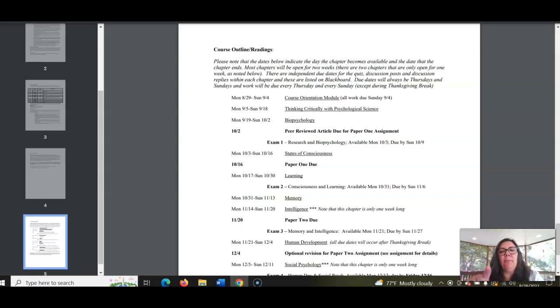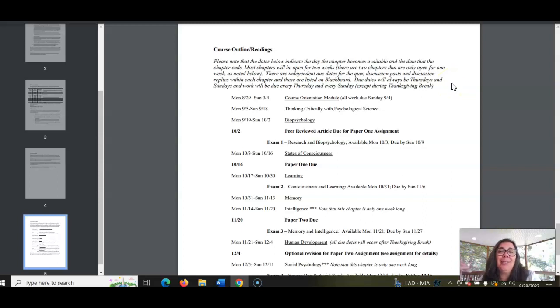So you can see that for each chapter, there is a date it begins and a date it closes. There's work due in between those dates. It's really important to make note of now. As you can see in this description up here, that you'll always have work due on Thursdays and Sundays, and work will be due every Thursday and Sunday.